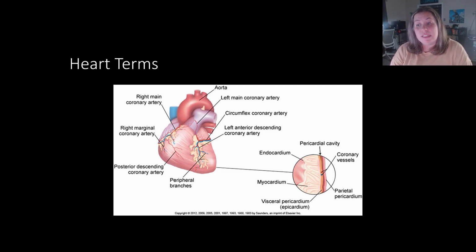Now, remember that arteries supply oxygen to the heart through an area called the coronary arteries. Coronary means like encircling or crown. So these are going to be the arteries that circle and go around the heart and give the heart the oxygen that it needs and the nutrients it needs in order to work. So you can see the layers here. You've got the coronary vessels, you've got the pericardial, which is the parietal, and you also have the visceral, known as the epicardium, the myocardium, and the endocardium.